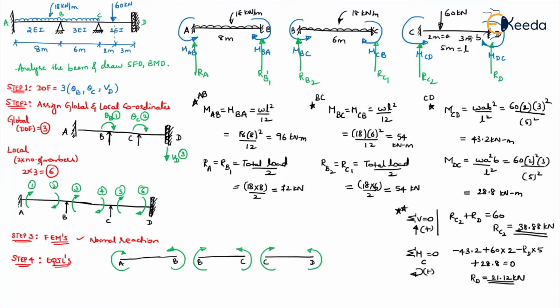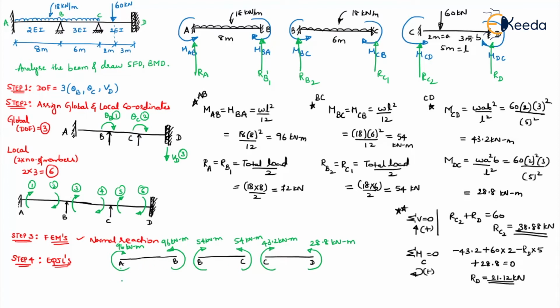Here is how much? 96 kilonewton meter. Also 96 kilonewton meter. Coming to this, how much is that? 54 kilonewton meter. This is also 54 kilonewton meter. Coming here, this is 43.2 kilonewton meter. This is 28.8 kilonewton meter. So these are your end moments.